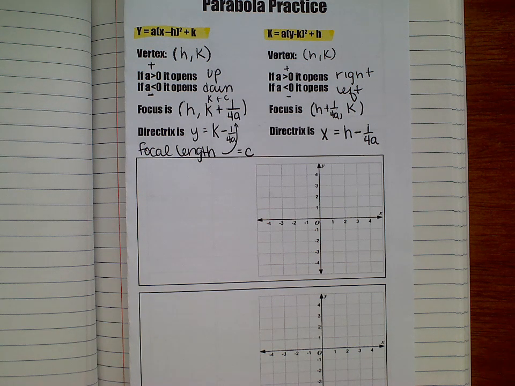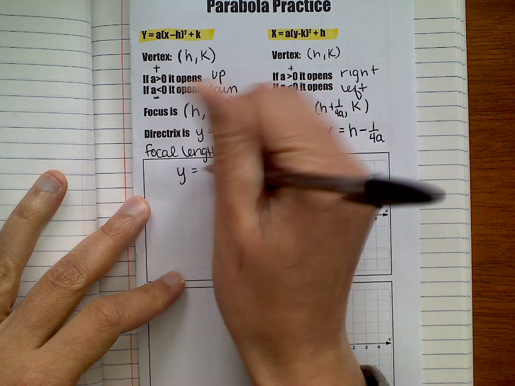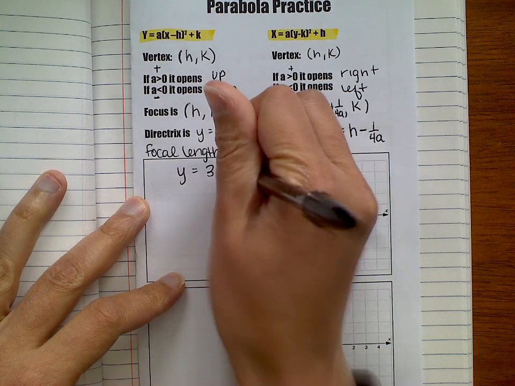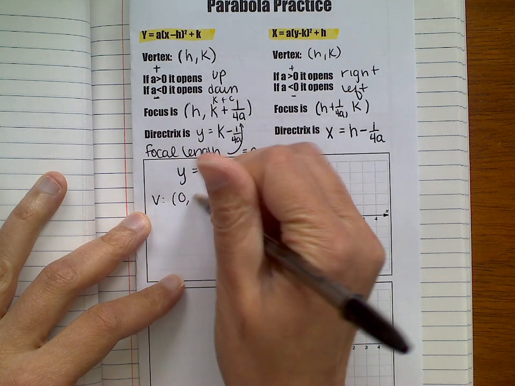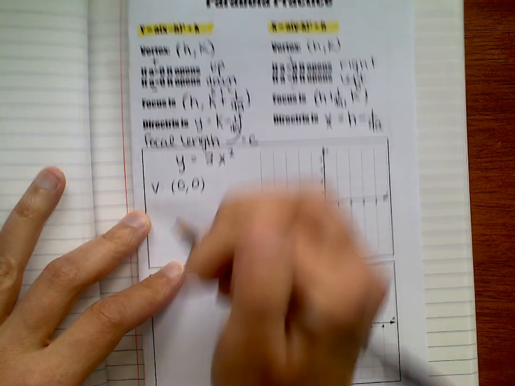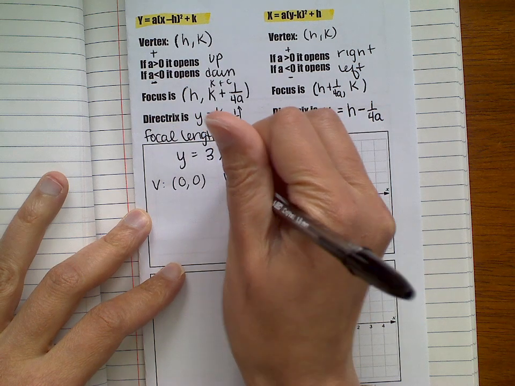Okay, so if we maybe try two quick ones, a really easy one would be y equals 3x squared. So we can find our vertex. There's nothing inside, nothing outside, so it's 0, 0. Because we're positive and it's a y equals, I know that I'm a parabola pointing up.